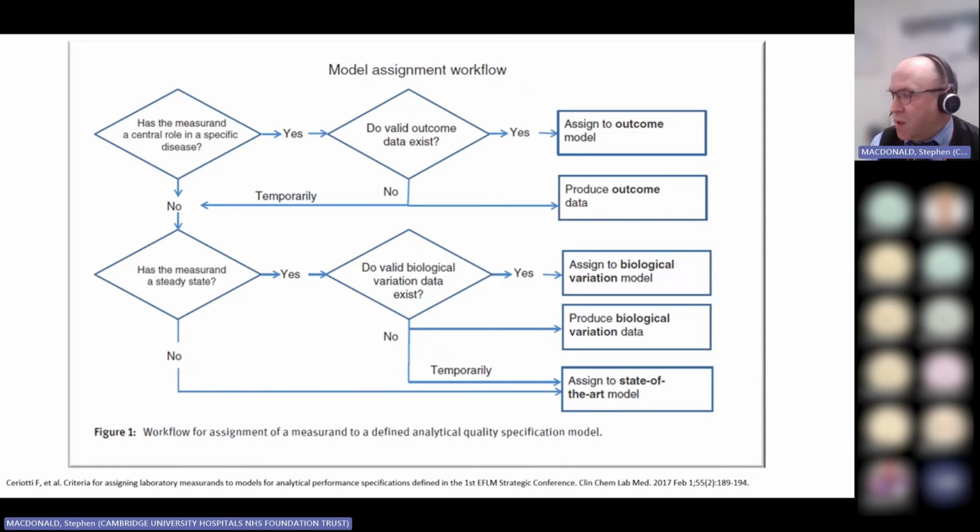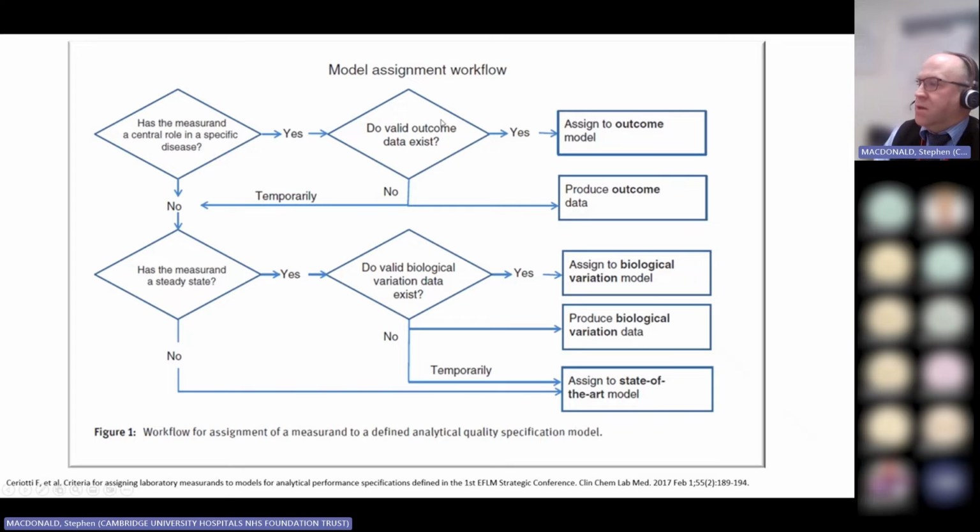And Ceriotti in 2017, following that meeting, developed this algorithm which allowed us to work out how to apply different measurements to different models. So rather than thinking of it as a hierarchy as it is shown here, models 1 and 2 are actually considered to be equal, and determination of which model you use has to be based on the clinical utility of that measurement. So the first question: has the measurement a central role in a specific disease? So diagnostic of a specific disease and will impact clinical intervention in those diseases.